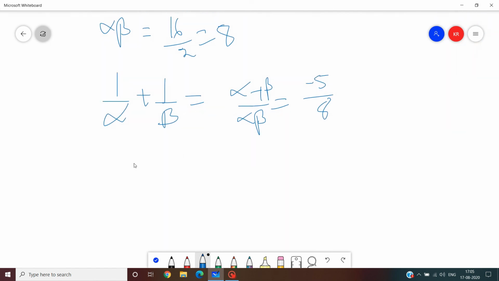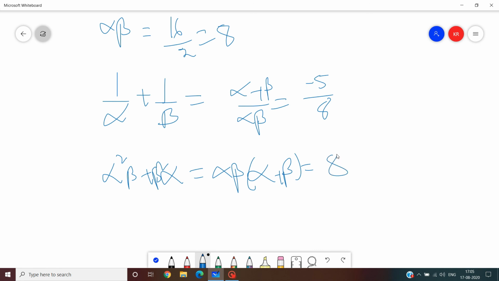Okay. And one more example, alpha square beta plus beta square alpha. Then how can we do it? So here alpha beta is common. You can take alpha beta common and you are left with alpha plus beta. So this will be equal to 8 into minus 5, that will be minus 40.